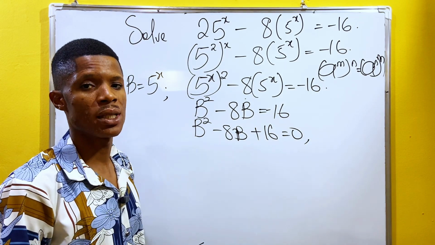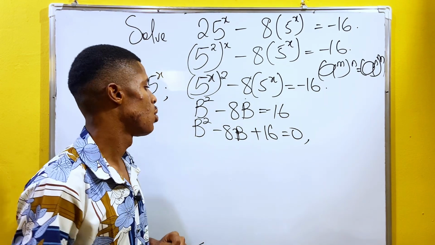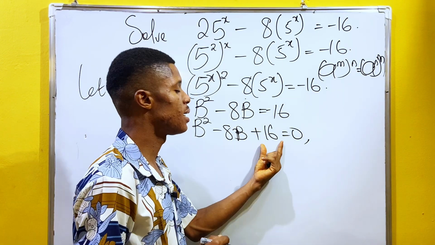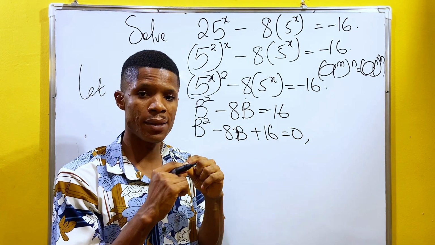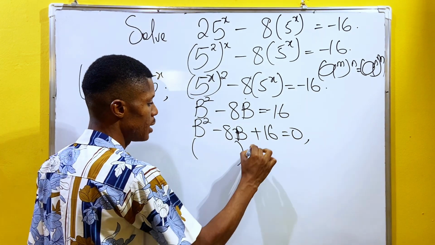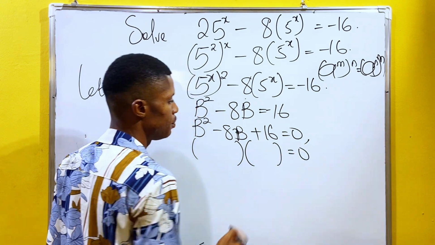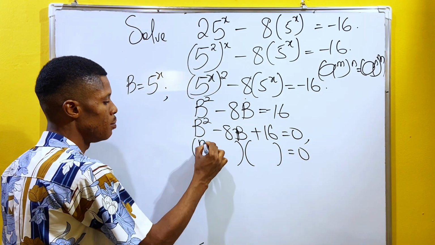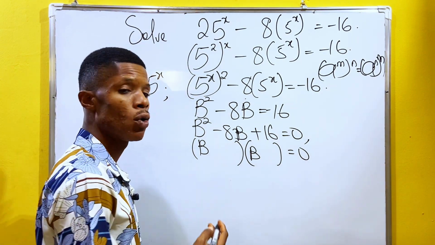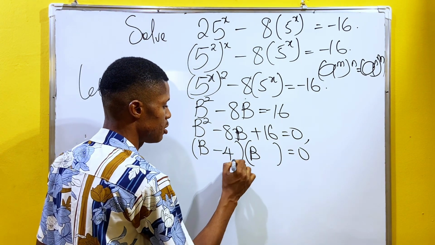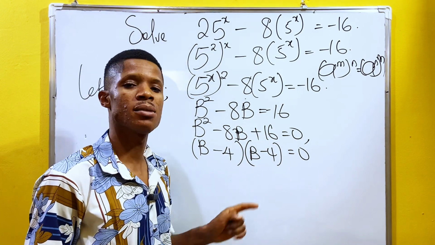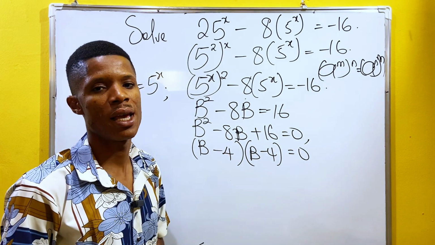To factorize this quadratic equation, it is very simple. We are going to think of two numbers that when we multiply them together, we get a positive 16. But if we add them together, we get a negative 8. So we are going to open two brackets and equate it to 0. So we put our variable b and b in both sides. You see clearly that the numbers that we are going to use is minus 4 times minus 4 is basically plus 16. And minus 4 plus minus 4 is minus 8.